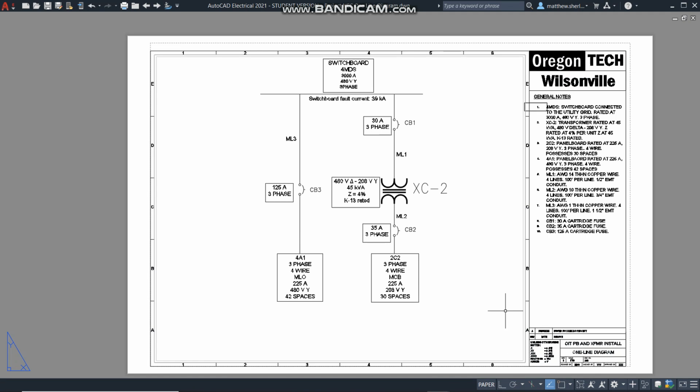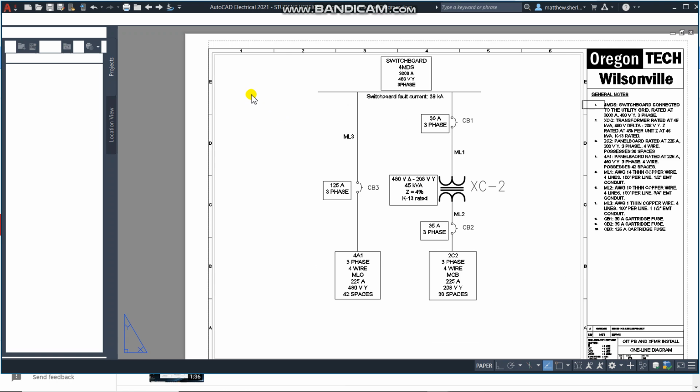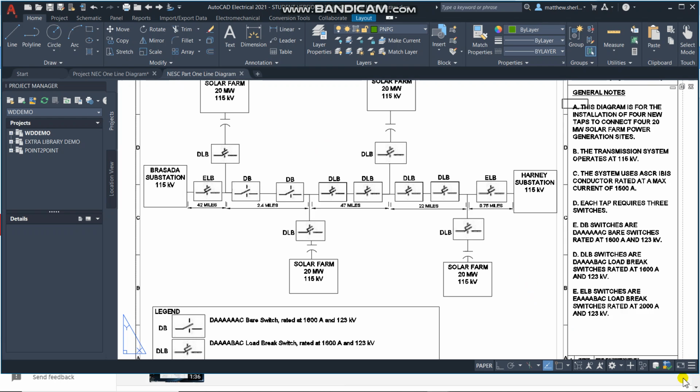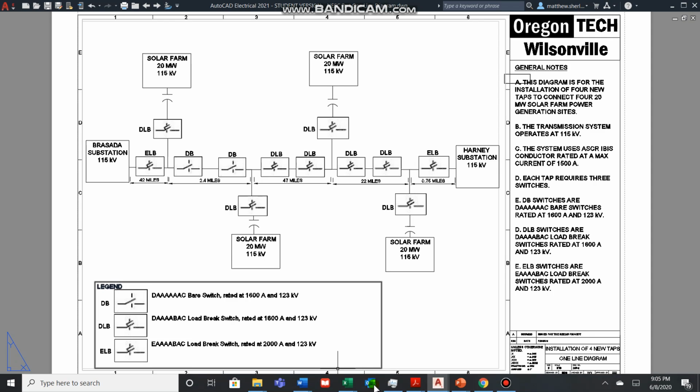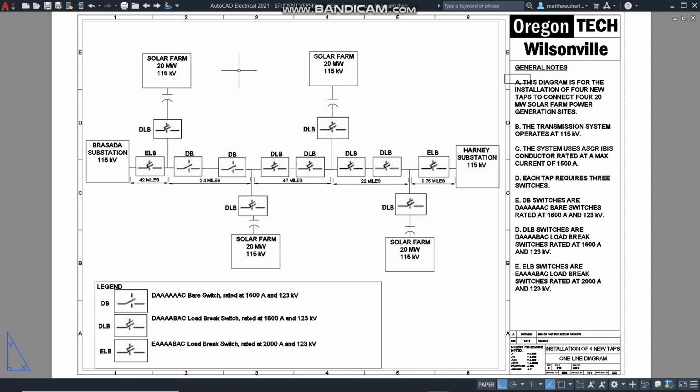Now going over to the NESC project. This was for the installation of 4 new taps to our transmission system to supplement 4 new 20 megawatt solar farms. So the fault current for this system was rated at 1515 amps. Using that current is what we base our switches on, and so we wanted ones that could handle that.